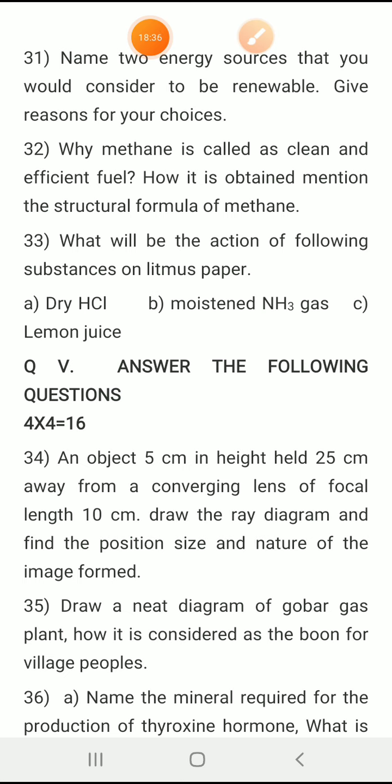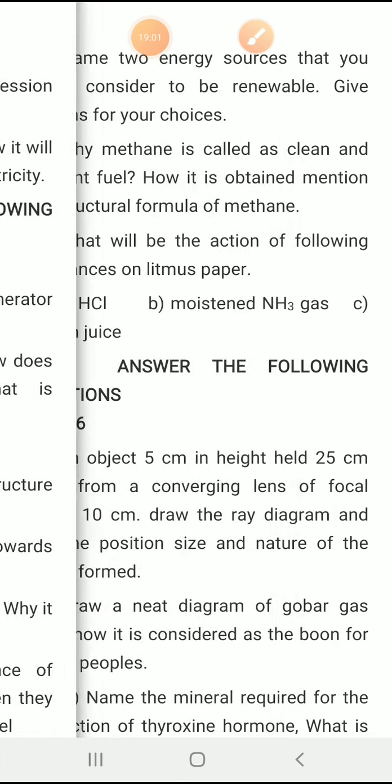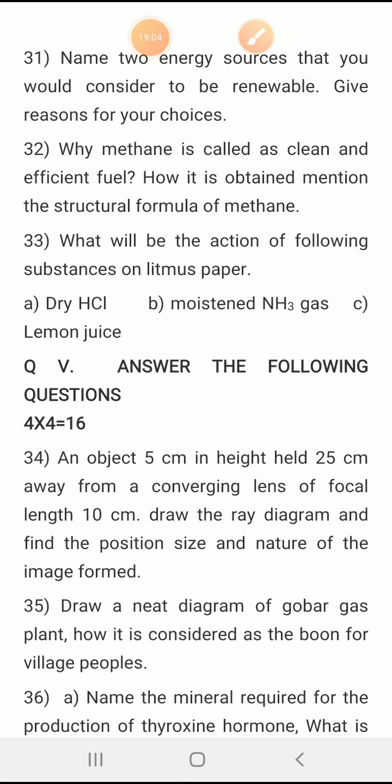The question is: an object 5 centimeters in height is held 25 centimeters away from a converging lens of focal length 10 centimeters. Draw the ray diagram and find the position, size and nature of the image formed. That's a very important question, and we have also discussed it for a long time in our regular class. Let's try to solve this question.